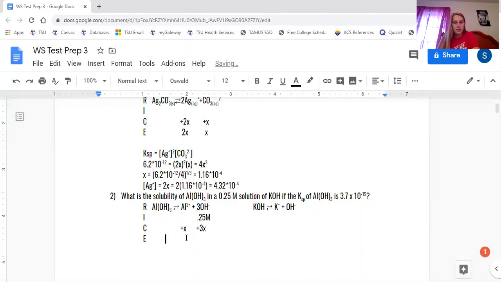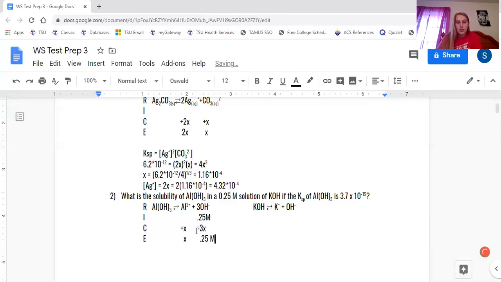So at equilibrium, we're going to have X over here, but then over at this one, it would be 3X plus 0.25 molar. But what you typically do, and he's always going to have it this way in your exams, is you're just going to ignore this 3x right here because it's small enough it doesn't matter in comparison to your 0.25 molars here. So this is just going to be 0.25, and that makes the math a whole lot simpler.